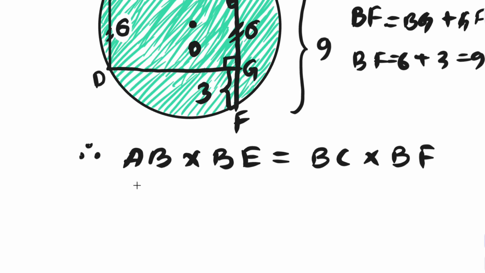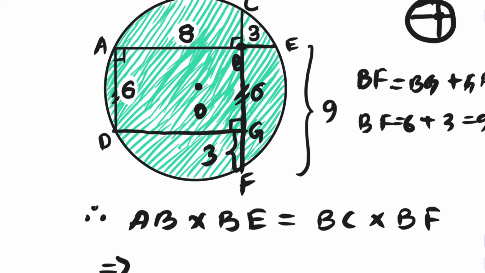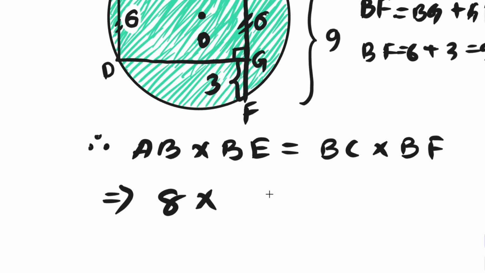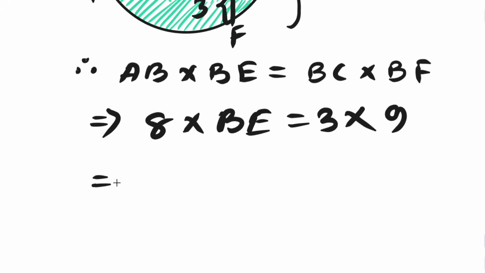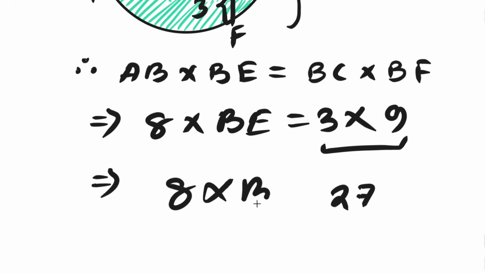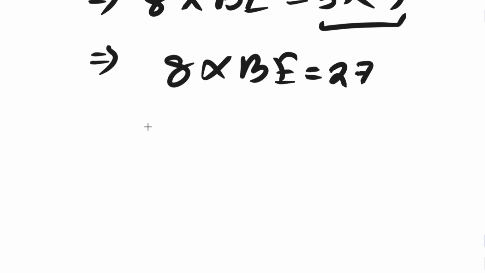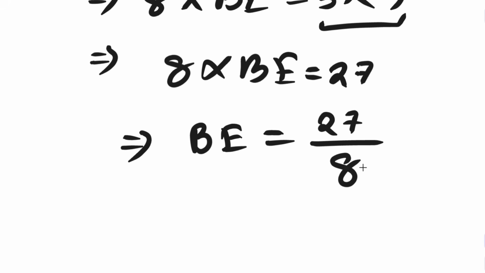Let's substitute the values we already know. AB is 8, BC is 3, and BF is 9. So we get 8 multiplied by BE equals 3 multiplied by 9. 3 multiplied by 9 is 27. Therefore, 8BE equals 27. To isolate BE, divide both sides by 8. This gives BE equals 27 divided by 8.